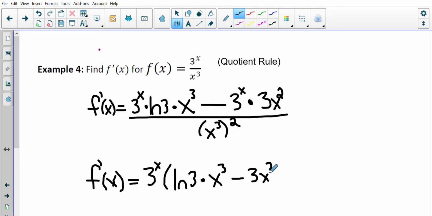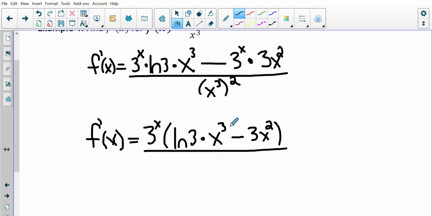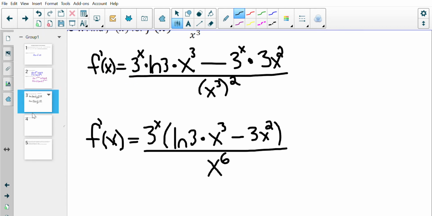And then simplifying my denominator, when I have x cubed squared, again, power of a power. Grade 9 power rules here. We keep the base the same and we multiply our exponents. So we get x to the power of 6. And that's basically as simple as that derivative can be. All right, so that's a quotient rule. Next up is tying in yesterday's work.